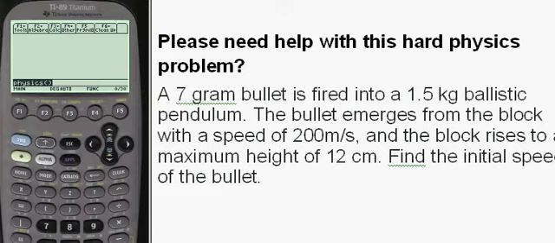The difference between speed and velocity: velocity has an angle to it, and speed has no angle. Okay? But they're both basically the same mathematically when you deal with physics.